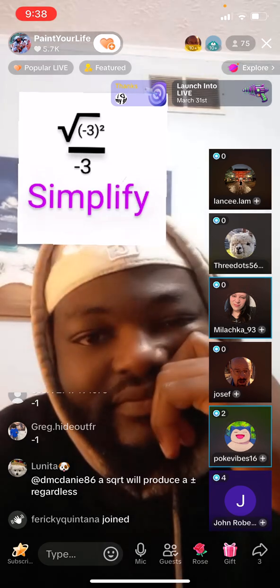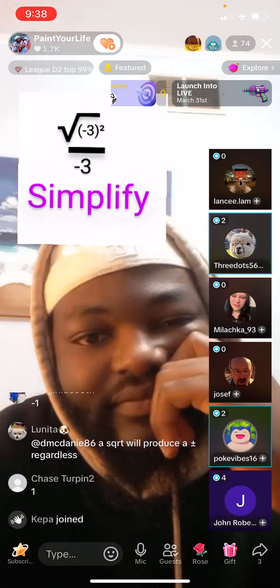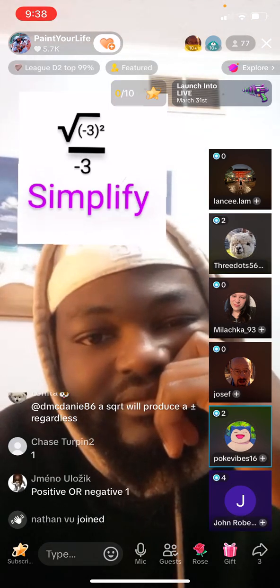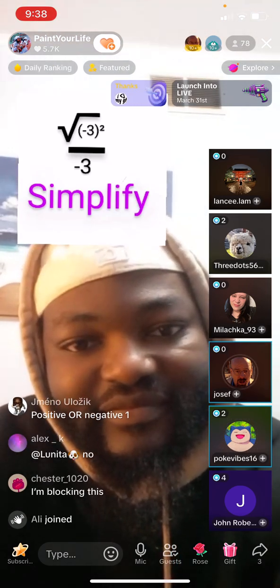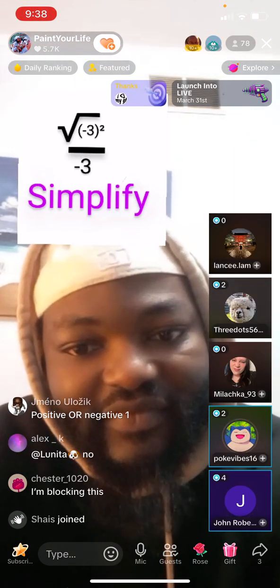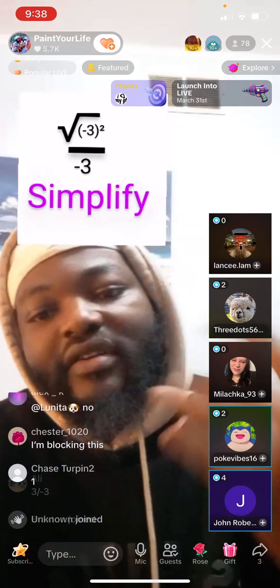You're completely overthinking it. You do the parentheses first, which is 9. When you take the square root, it is what value times itself is going to give you this value. Positive 3 times itself equals 9. Negative 3 times itself equals 9. You probably don't understand the fundamental definition of a square root. It's plus or minus 3.